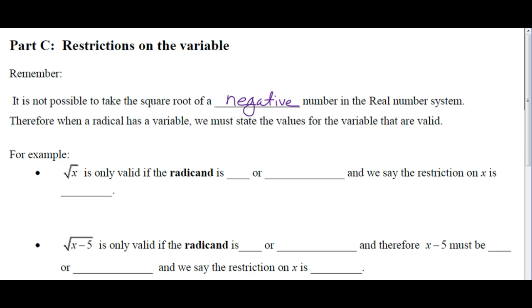So, root x is only valid if the radicand is blank or blank, and we say the restriction. So I'm going to say it's got to be 0 or greater. And we say the restriction on x is that x has to be greater than or equal to 0. You could take the square root of 0. It's just 0. You can take the square root of any number greater than 0. Okay, now maybe it's root 8, which is 2 root 2, but if you take the square root.